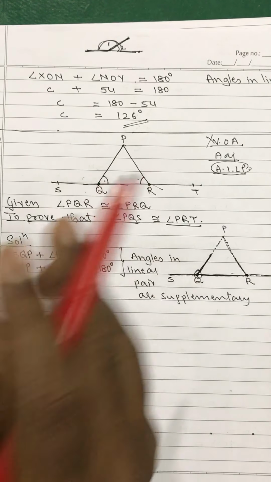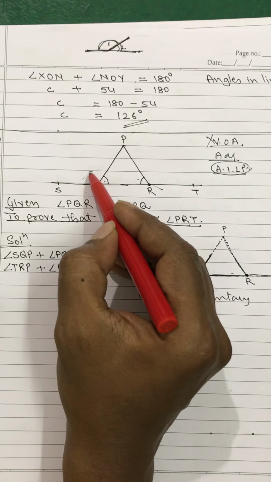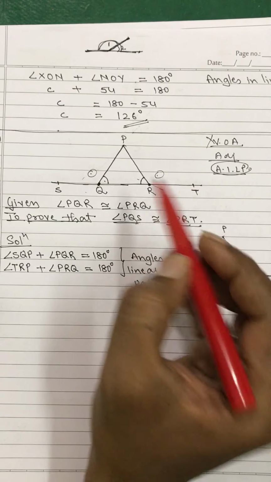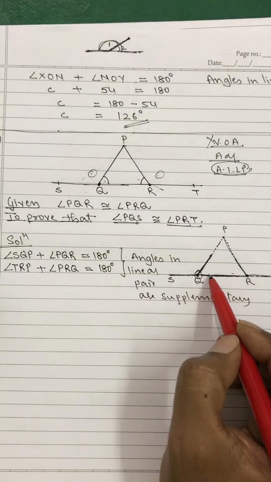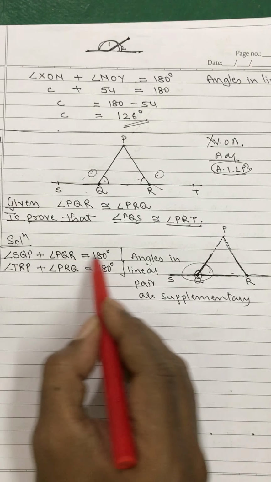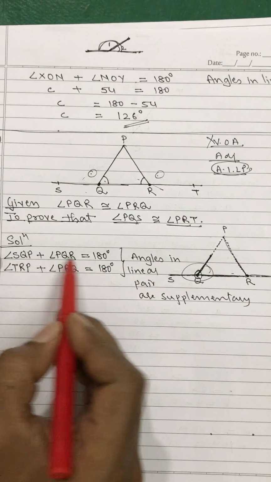We only just saw that PQS is lying over here and PRT is lying over here. At this junction, what can I apply? I can apply angles in linear pair. And then I applied angles in linear pair, I got this equation. Try to understand, I got this equation.